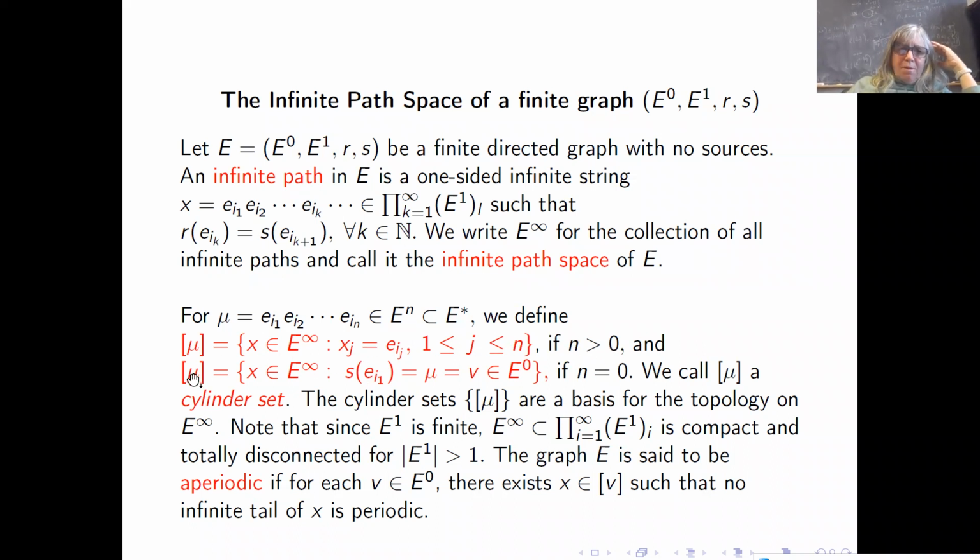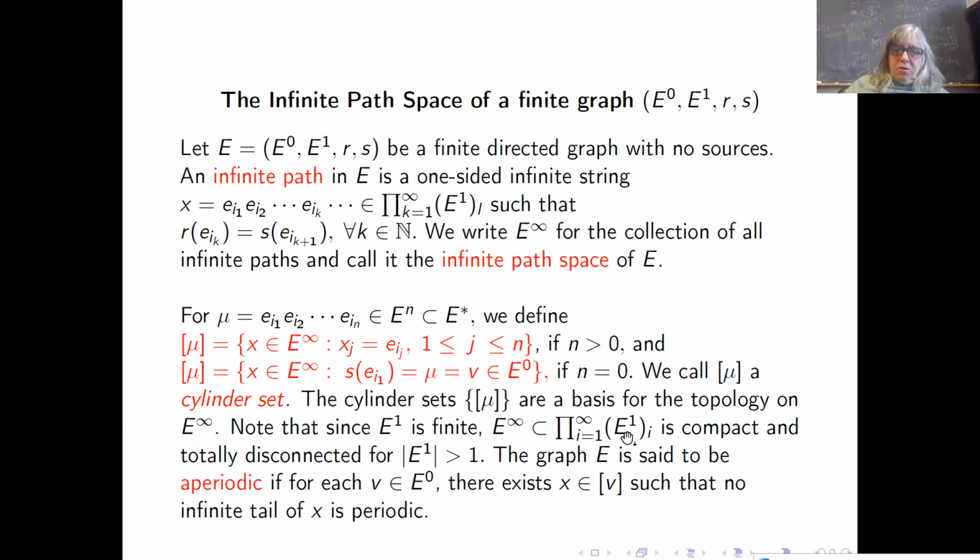And then if mu happens to be a vertex, v, then the cylinder set corresponding to that is, I think this should say range, sorry, it should be an R. The x in E infinity whose range is v. So this should be a range sign here. So these are the cylinder sets, and they give you a basis for the topology on E infinity that corresponds to just the restricted product topology from this set here.